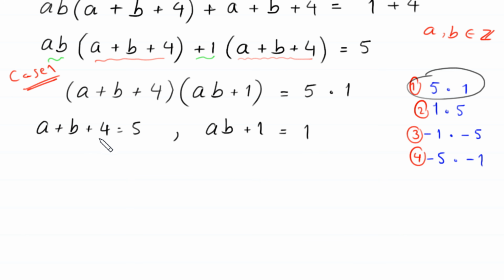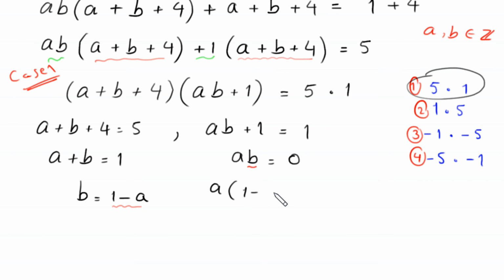From this equation, if we subtract 4 from both sides, then a plus b will be equal to 1. And from this equation, if we subtract 1 from both sides, then ab is equal to 0. Now from this equation we move a to the right hand side, so b is equal to 1 minus a. Now in this equation we replace b with 1 minus a, so this equation will become a times 1 minus a is equal to 0.